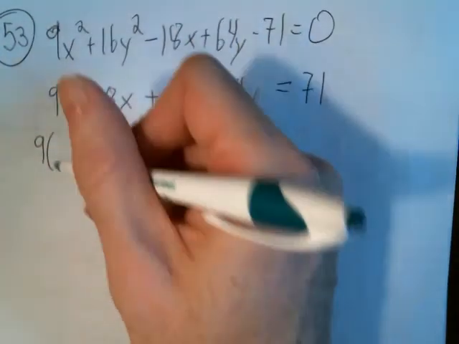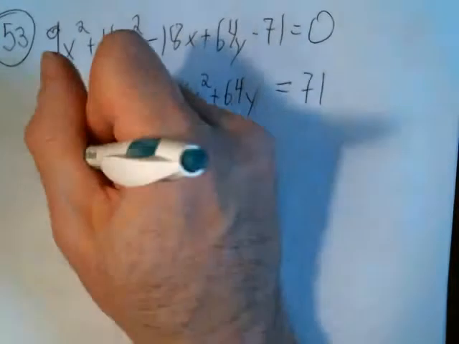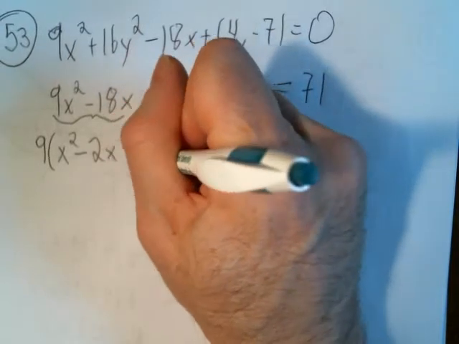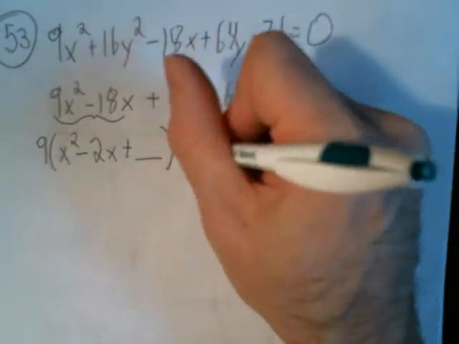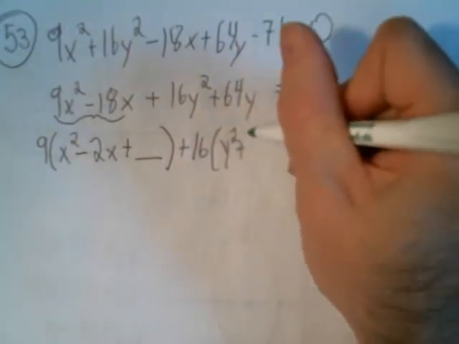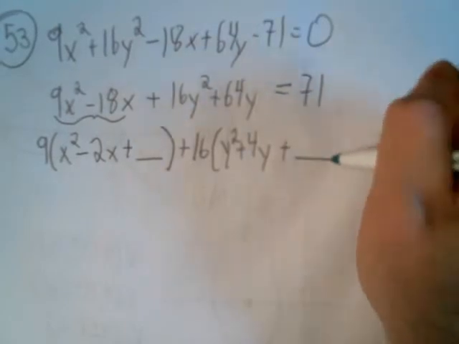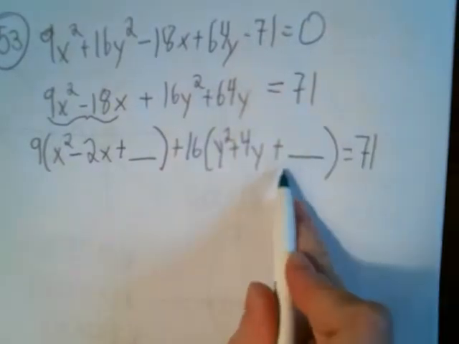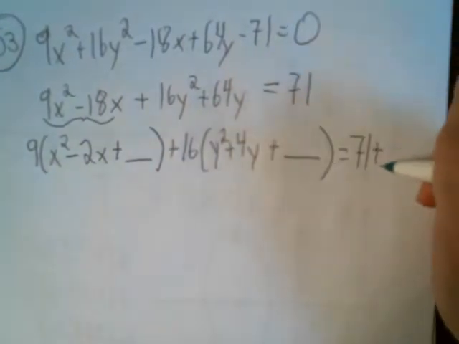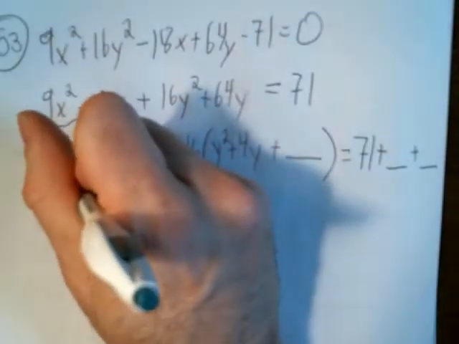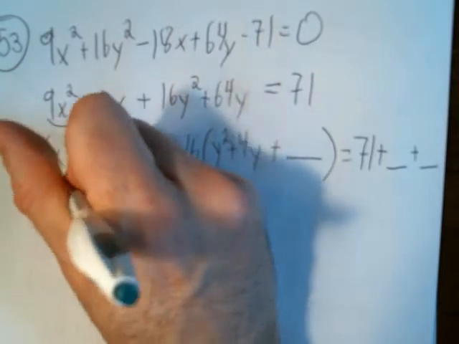So we factor 9 out of these two terms, and we'll have x squared minus 2x, and then we need to add something in to complete the square. And then likewise, I need to factor out 16 here, so I'll have y squared plus 4y, and then plus some extra bit. And then on the other side, if you are adding things in here, you also need to add things in here. So it would be plus something plus something. Okay. So what is that something? Well, you have to go back to the magic number b all over 2 squared.